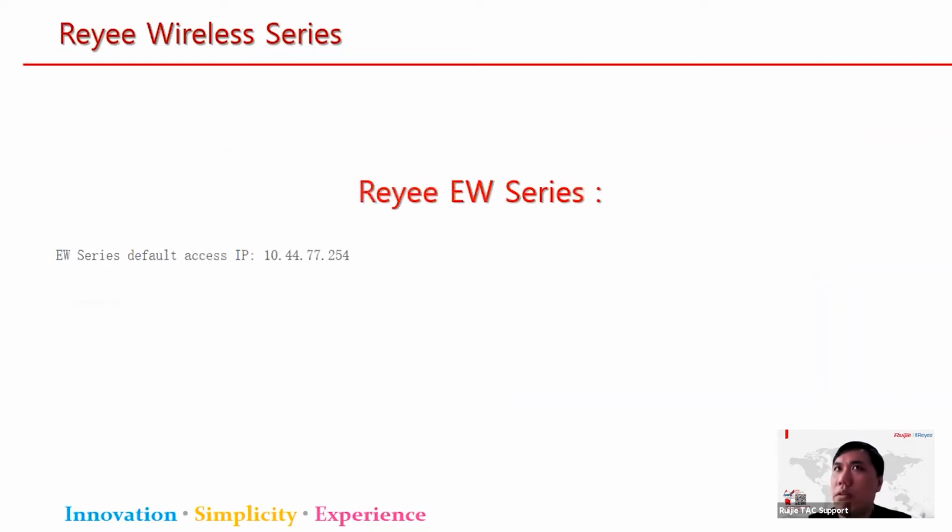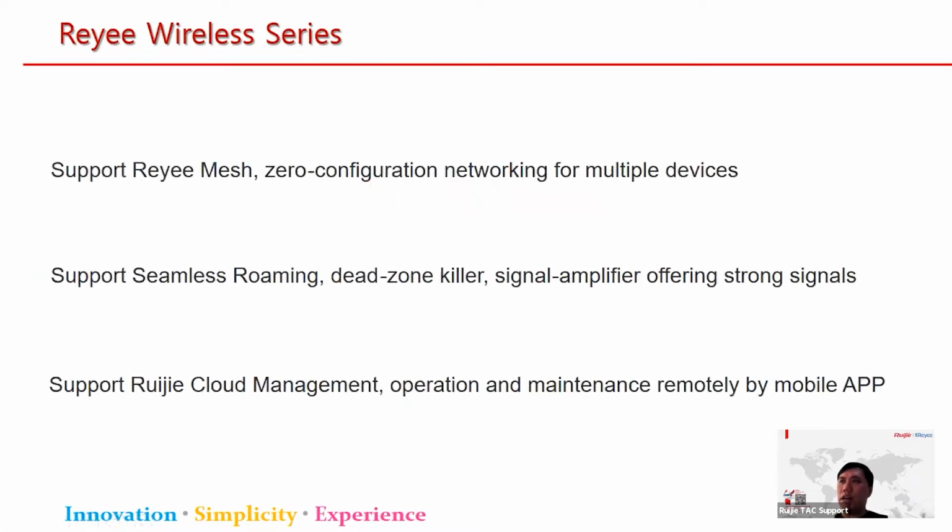So this is our RAP in our Reyee series. Any questions before I move to the Reyee EW series, which is our home Wi-Fi router? If not, I will continue. For our Reyee EW series home router, the default IP address will always be 10.44.77.254. For the Reyee home router, we actually support mesh.